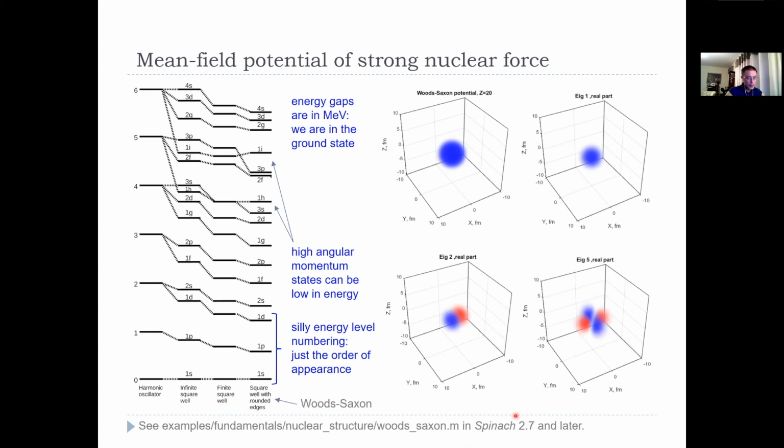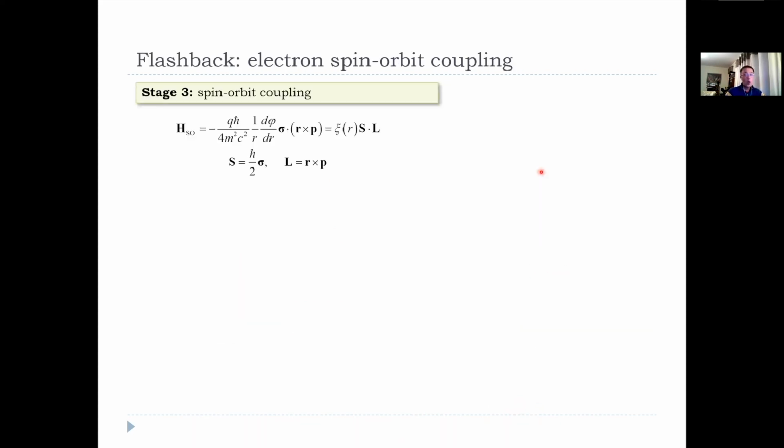If you're interested, get the latest development version of Spinach, and this example that generates these nuclear orbitals is there. Okay, so we've got a little bit of a hang of how the nucleus is organized inside. It's a different energy order, but substantially the same orbital classification as what we had for the hydrogen atom.